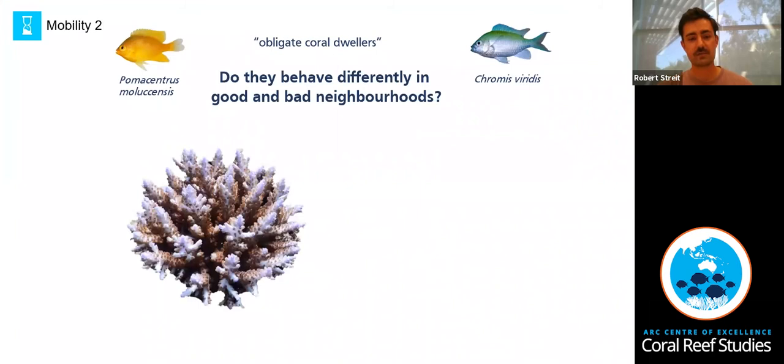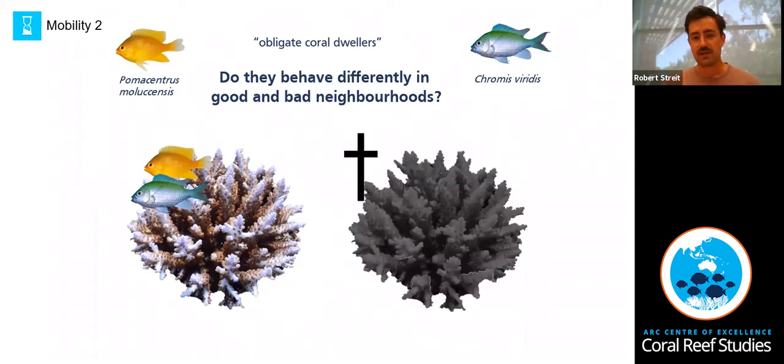And what I mean by that is this. Usually we've got live, branching coral, and that's where these fishes like to live. That's where we see them in the vast majority of cases, sitting within the branches or just above. That's why we call them obligate coral dwellers. But then what happens if the coral dies? Do the fishes stay at the coral, or do they change their behavior? And do they maybe move further away?